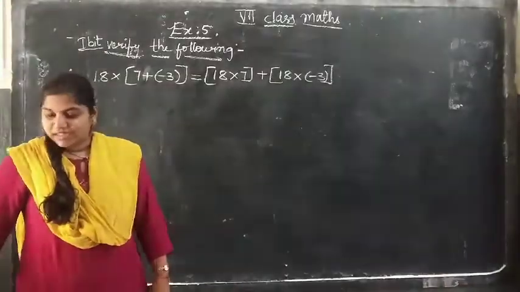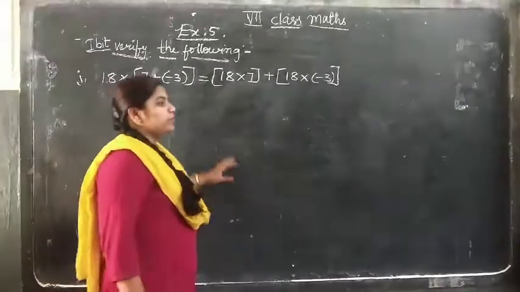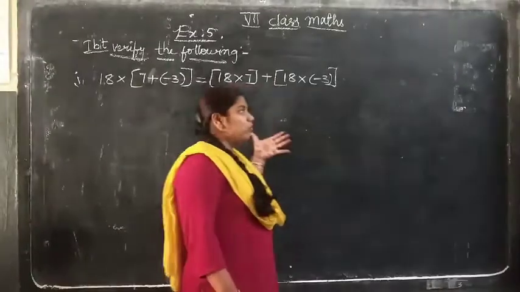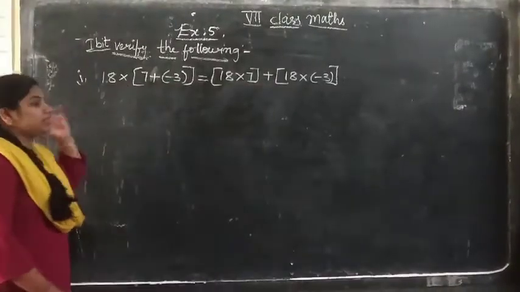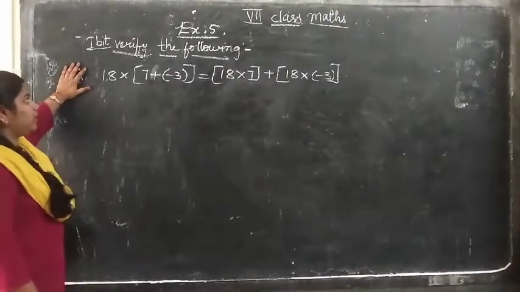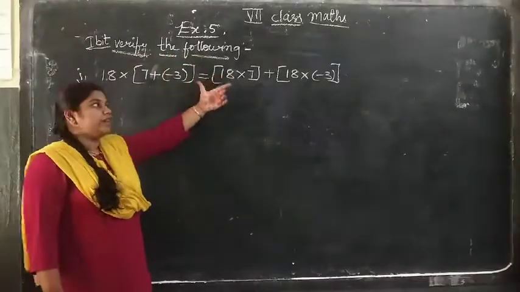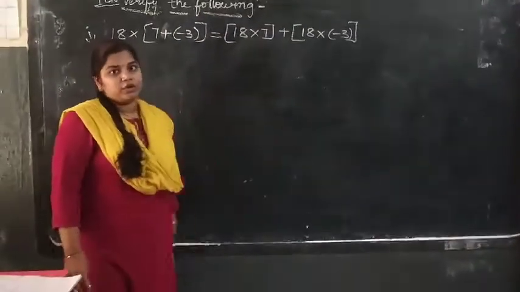Today we are starting exercise 5. Already I told you the properties. By using those properties we are going to solve the following exercise 5. So what is the first one here? Verify the following. We have to verify whether the LHS part and RHS part are equal or not.